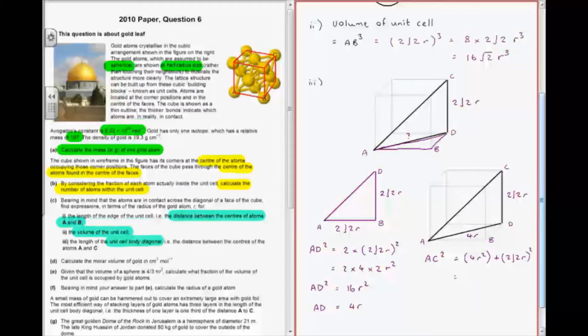So multiplying out our brackets, we get that this is equal to 16r squared plus 2 squared is 4, root 2 squared is 2, so that's 8r squared. And so AC squared is given by 24r squared, and so AC is equal to the square root of 24 r, which simplifies down to 2 root 6r. And so we can give the length of the unit cell body diagonal as 2 root 6r.